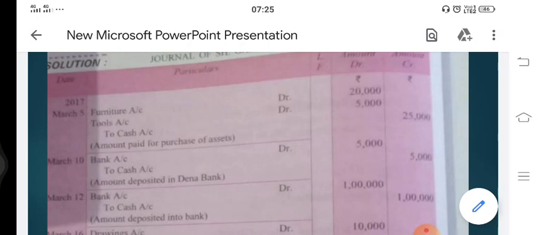Now, moving towards the question of today. We are given a question: journalize the following transactions in the books of Ganesh and Company. That means Ganesh is the proprietor of the business. The first point given is purchased furniture worth rupees 20,000 and tools worth rupees 5,000. Here we have purchased two assets, so you can either pass two journal entries or a compound journal entry.